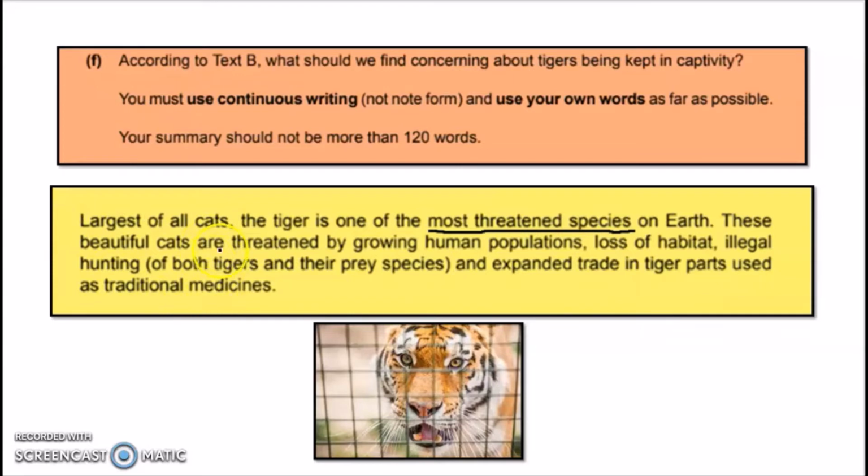So if you see all these four lines, the most important point here to highlight is that they are the most threatened species. Now the next task is to find a synonym or similar words for this phrase. Most threatened species means this is a type that is endangered, or you can say they are at risk, or they are in danger, they are not safe. So anything which you explain in your summary should not use the same wordings.